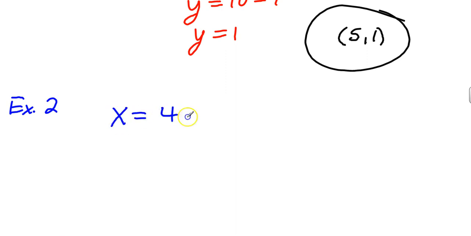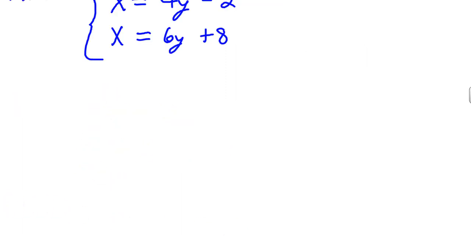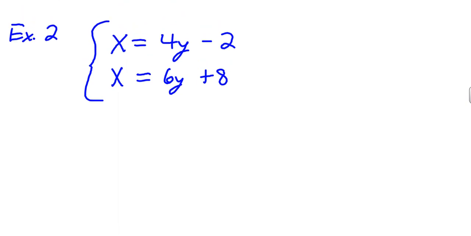Actually, let's give you one that's got a little bit of a twist to it. Let's go with x equals 4y minus 2, and x equals 6y plus 8. Now here's the catch on this one.